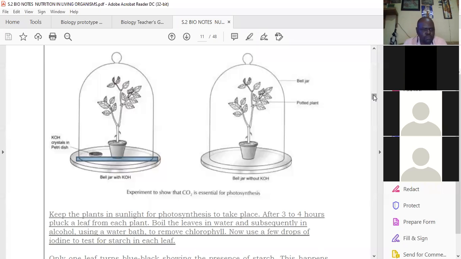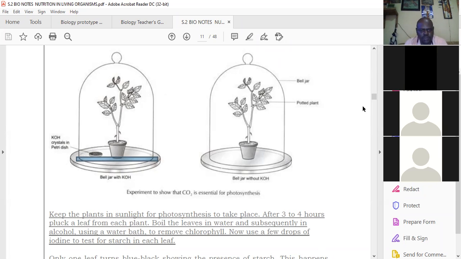After which, you pluck a leaf from each of the plants. Remember, there are 2 setups, one with the carbon dioxide allowed in, one without carbon dioxide. Then you boil the leaves in water and subsequently in alcohol using a water bath to remove chlorophyll. This is the procedure we took yesterday when we wanted to test a leaf for starch. You boil it in water, then alcohol, then you dip it in water.